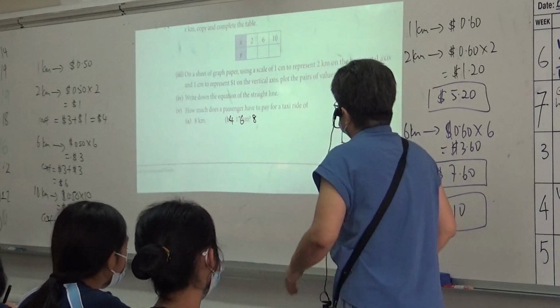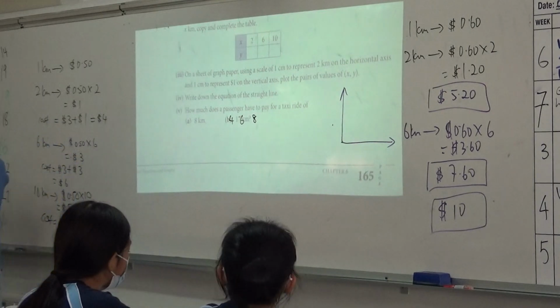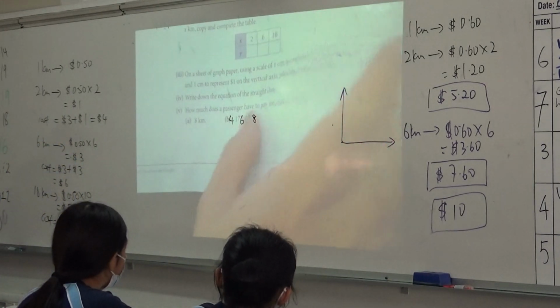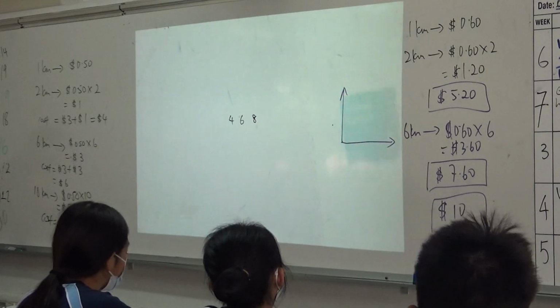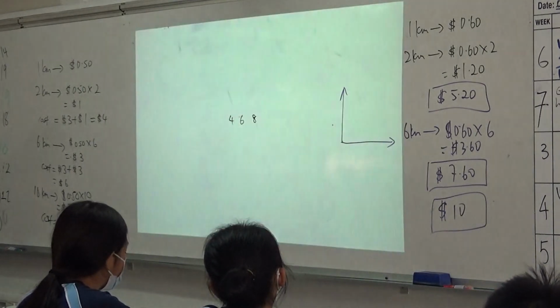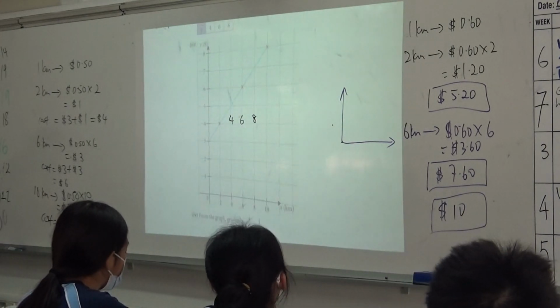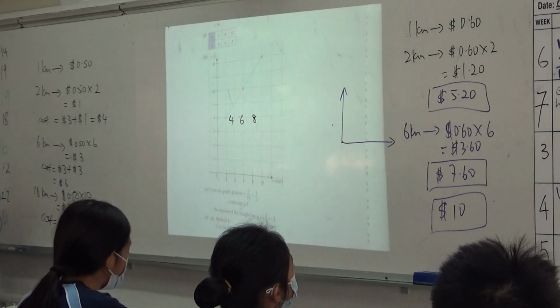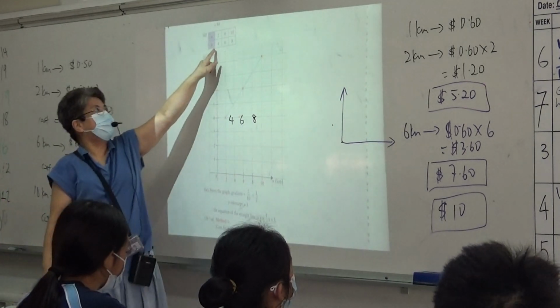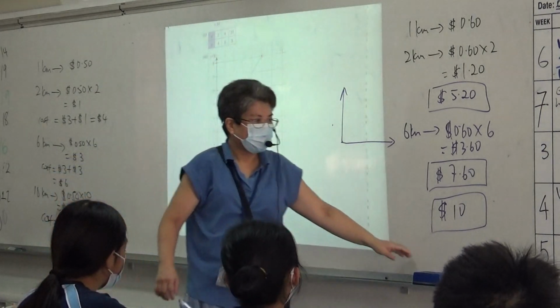Throw the values. Okay, I go for mine first. Then all of you look at my graph first. All of you look here at this particular graph. I'm going to scale it down so that you can see. Now all of you look up. Can you see just now I filled up 4, 6, 8, right? What does it mean now? Look at the board.